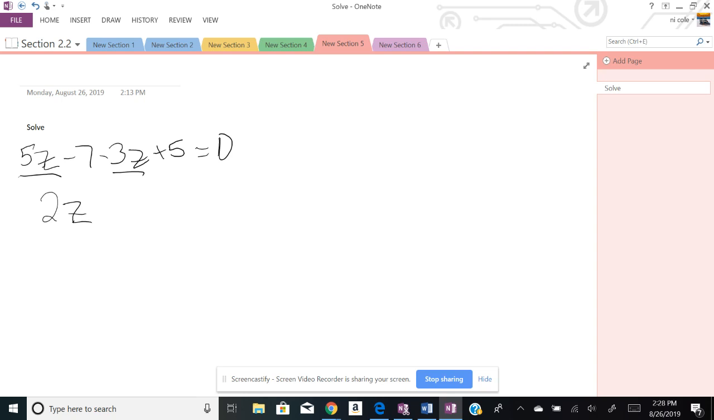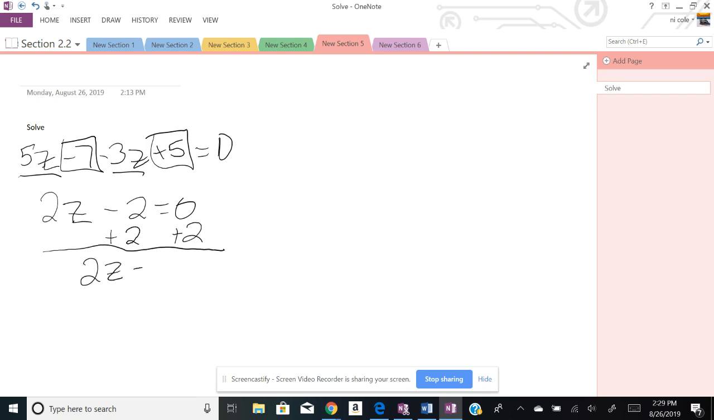All right. And these are similar terms. So I have negative 7 plus 5, giving me minus 2 is equal to 0. Now that equation doesn't look so bad. I'm going to get rid of the add, subtract first, then the multiply and divide. So now I'm left with 2z is equal to 2.